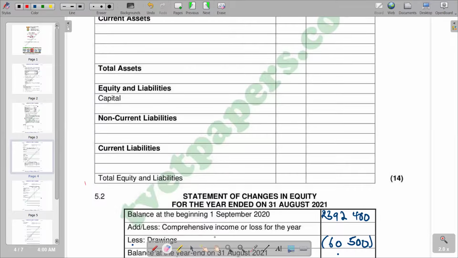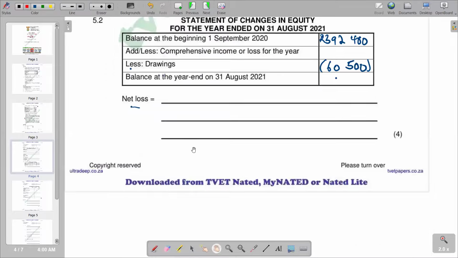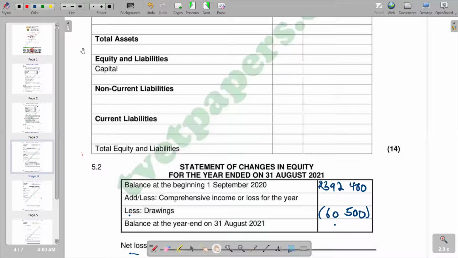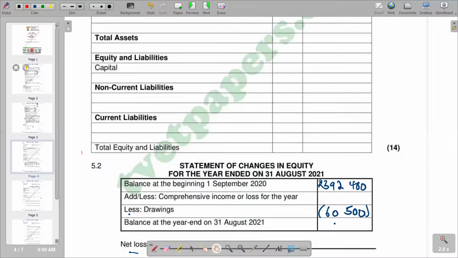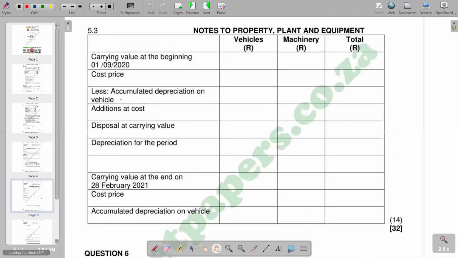The second note that we have is the notes to property, plant, and equipment.